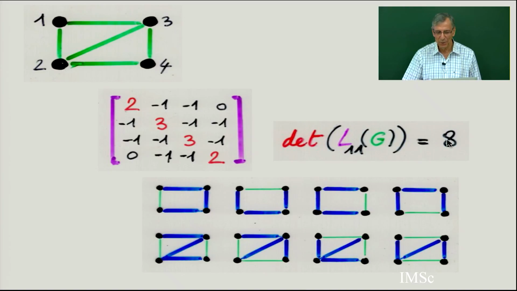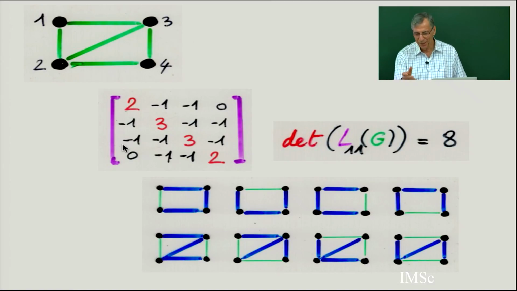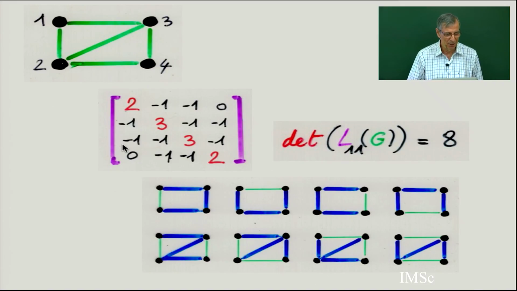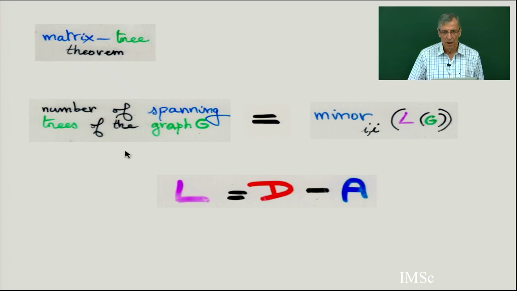And the theorem, the famous matrix tree theorem, tells you that the number of such spanning trees is exactly this 3 by 3 determinant, the principal minor. In fact, if you take any minor of this matrix, up to the sign, it will always be the same number, the number of spanning trees. If you take it on the diagonal, it will be positive, but any minor will give you the number of spanning trees. So it is the theorem. The number of spanning trees of the graph G is a minor ii of this Laplacian matrix.